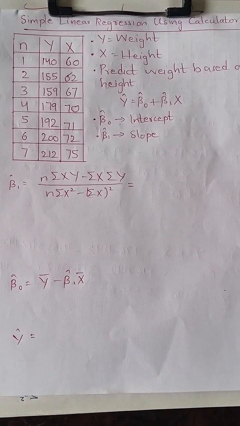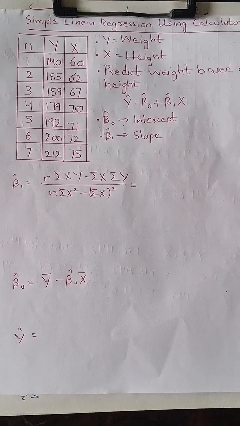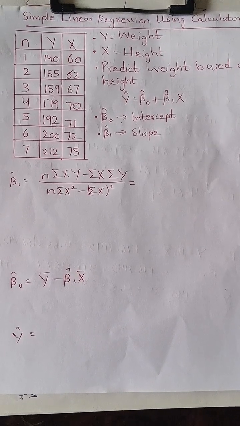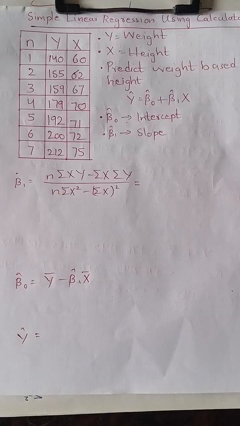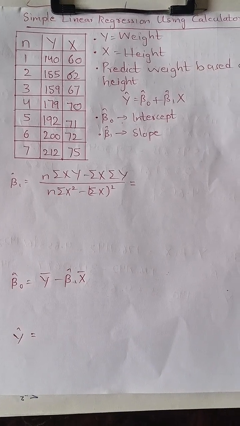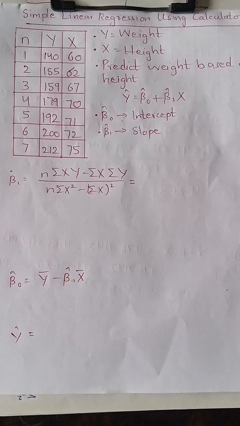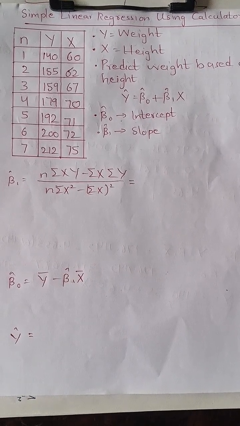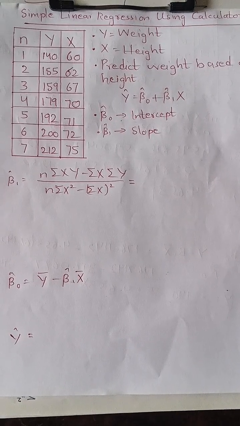We have given the values on x and y variables and there are 7 number of observations. Y represents weight in pounds and x represents height in centimeters. We want to predict the weight on the basis of height. So our estimated regression equation would be y hat equals beta naught hat plus beta 1 hat x, where beta naught hat is the intercept and beta 1 hat is the slope coefficient.